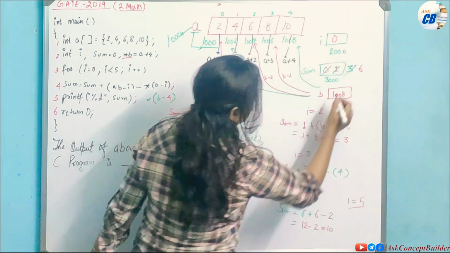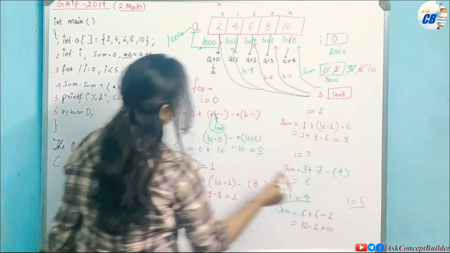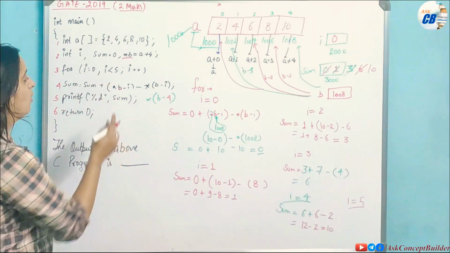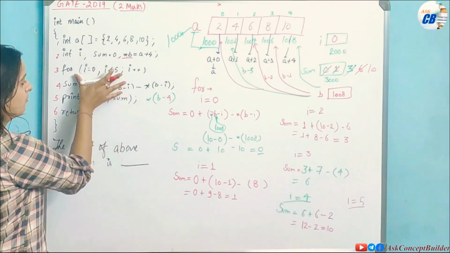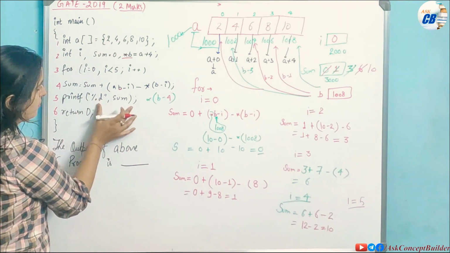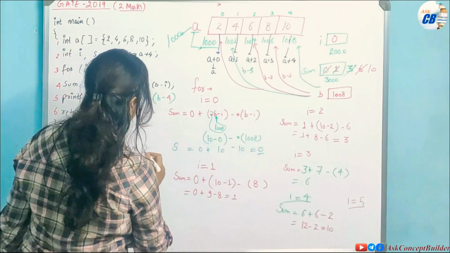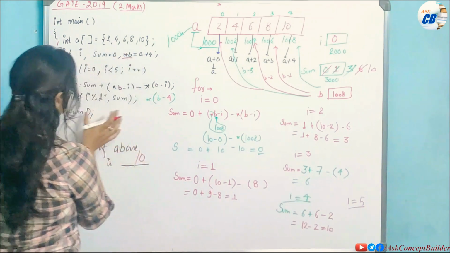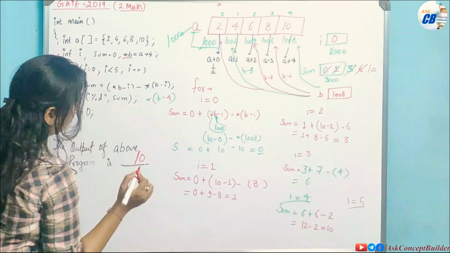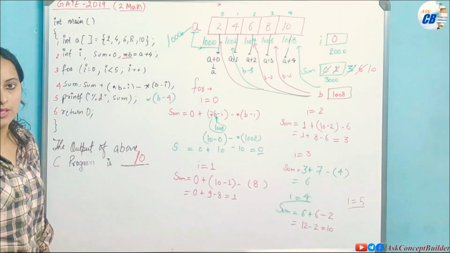Now sum has become 10. So after this step, I has become 5. Now 5 less than 5, the condition is false. Now we'll move out of this for loop, and then we have to print the value of sum. The final value of sum is 10. Then return 0 means you will come out of this function. So the output of this program will be 10.